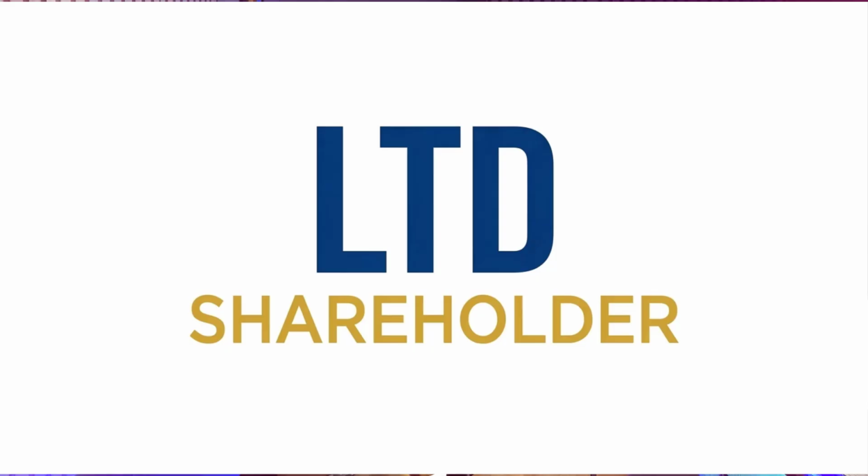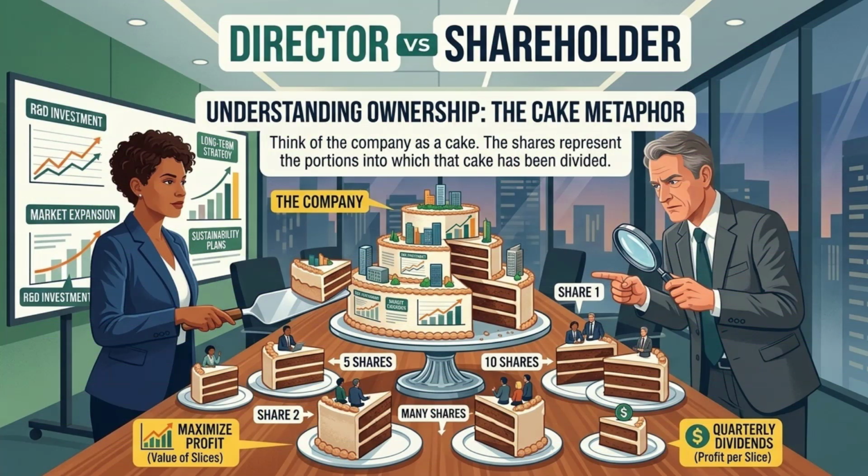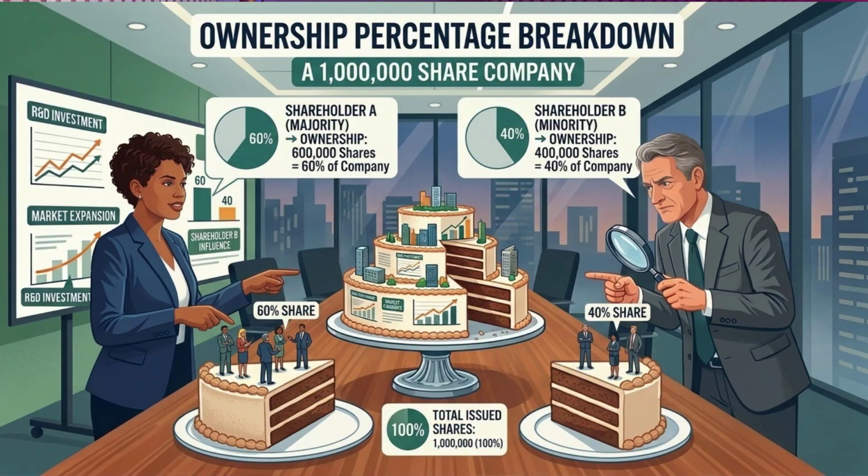Now, let us discuss these two major positions. Who is a shareholder? A shareholder is a person or organization that owns shares in a company. Think of the company as a cake. The shares represent the portions into which that cake has been divided. So if a company has 1 million issued shares and you own, let's say, 600,000 shares, that means you own 60% of the company's shares. If another person owns the remaining 400,000 shares, that person owns 40%.